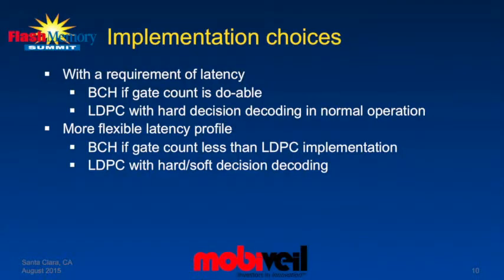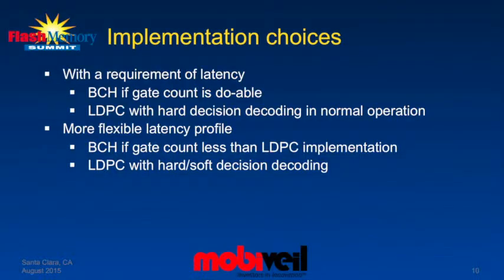It has hard decision and soft decision decoding. The hard decision decoding is extremely similar to BCH. Other than the iteration count, it has a latency profile that is very tight. And so I'm suggesting that if you have a requirement for latency like an enterprise, then you could go ahead and use LDPC, but just use hard decision decoding and pay a lot more attention to error rate as it comes off the flash devices.